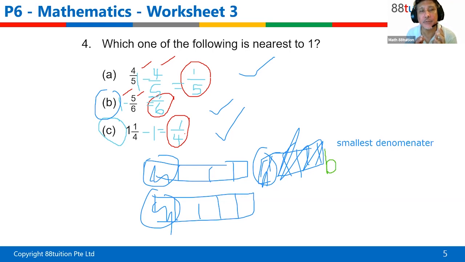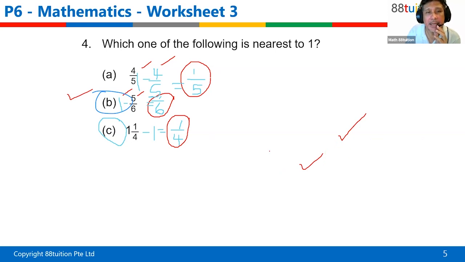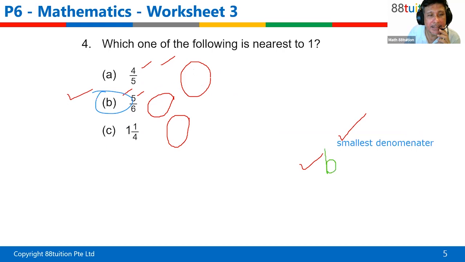Out of these three fractions, which gap is the smallest? Obviously 1/4 is quite big compared to 1/5, and of course 1/6 is even smaller. So because 1/6 is the smallest, B is the answer. Okay, just now we had differing answers, but I think you all have figured it out already. So B is the answer for this question.